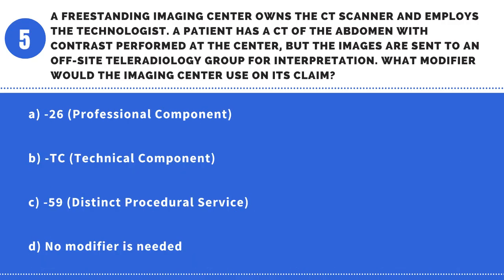Question 5. A freestanding imaging center owns the CT scanner and employs the technologist. A patient has a CT of the abdomen with contrast performed at the center, but the images are sent to an off-site teleradiology group for interpretation. What modifier would the imaging center use on its claim?